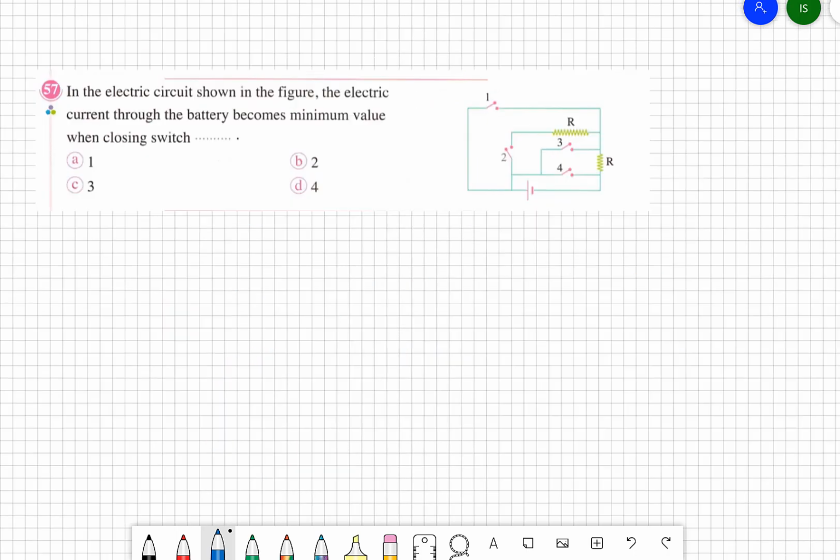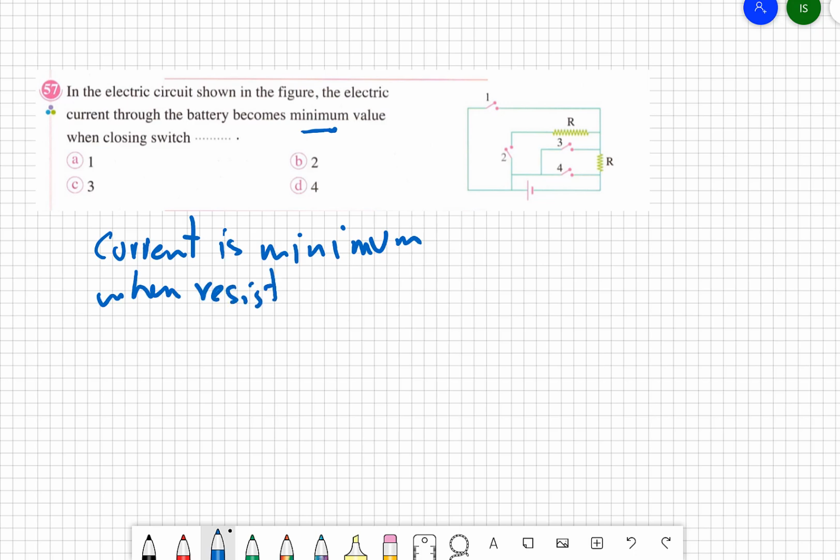Number 57. In the electric circuit shown in the figure, the electric current through the battery becomes minimum when closing which switch? Current is minimum when resistance is maximum, right? So we need the maximum resistance, guys.